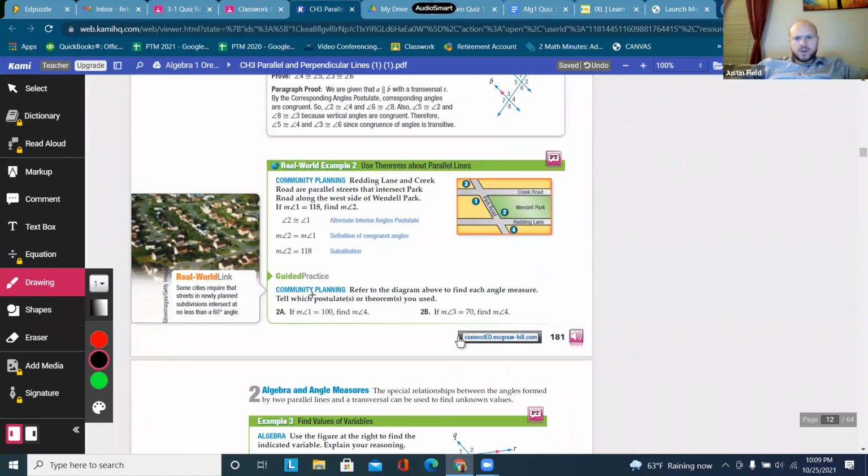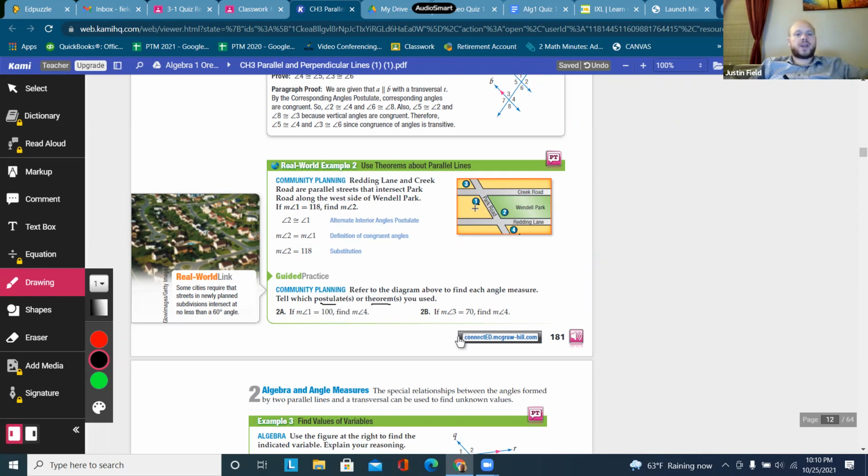So we can use this in real life here. Community planning. Refer to the diagram above for each angle measure. Tell whether the postulate or theorem is used. In order to determine which postulate or theorem is used, we just need to know what the angle pair is. So angle 1 and angle 4. Well, that's a problem because they're not any of the angle pairs.